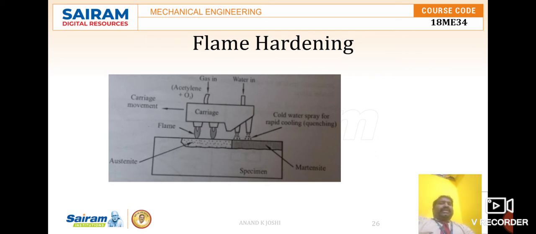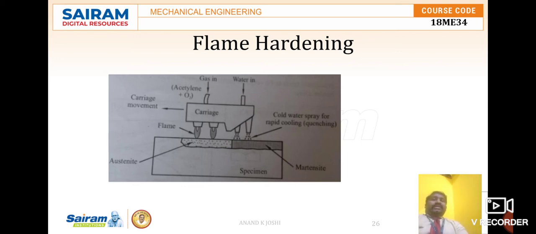Induction hardening is a very simple process. The steel specimen is placed in an inductor coil that comprises several turns of copper tube, which acts as the primary coil of a transformer, and water is used for cooling. Then a high frequency current, of about 100 to 1000 cycles per second, is passed through the inductor coil.